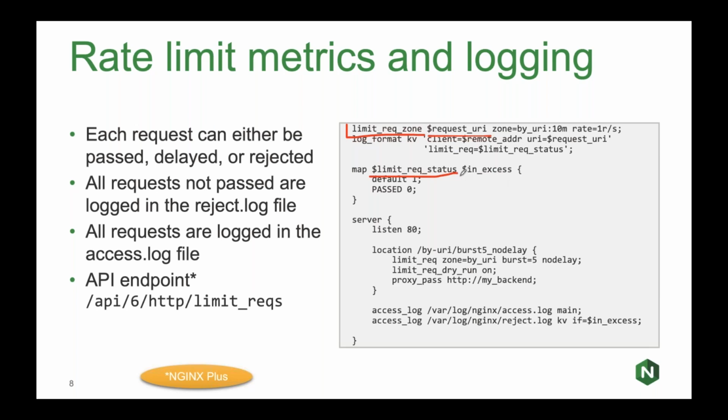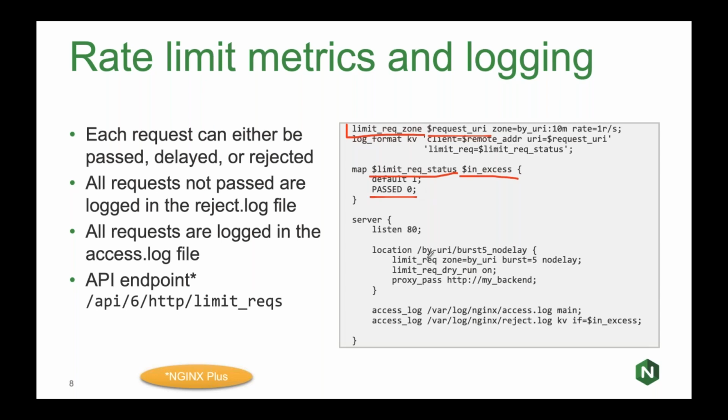So here I'm generating an output variable called in_excess. The default is 1, so I assume that I have requests in excess, and if I pass the request, it's a 0. So you're going to use that later.